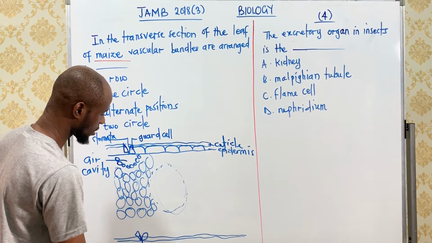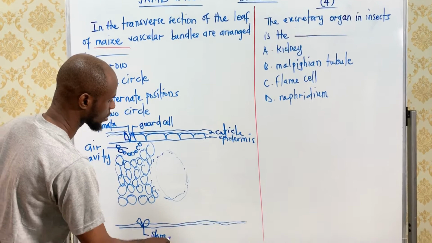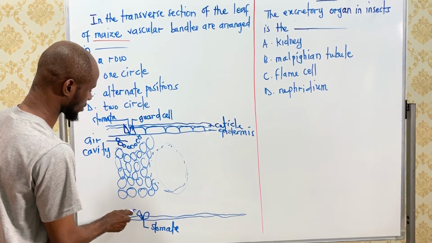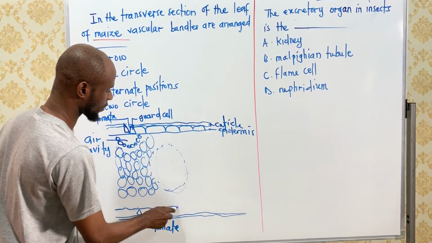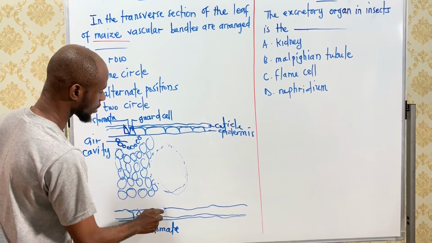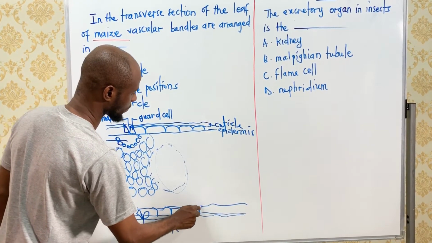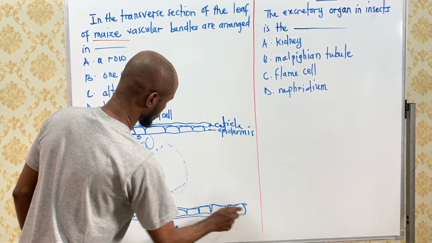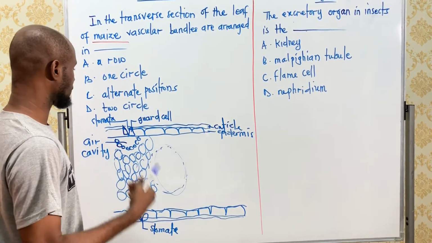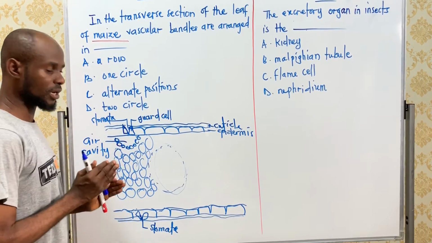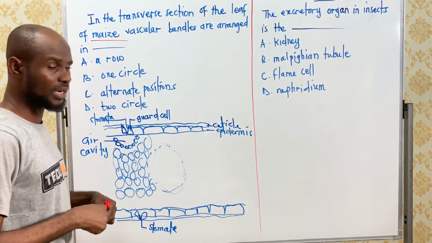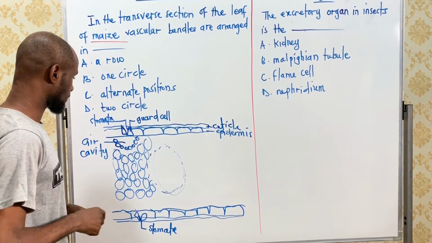So we say the stomata is controlled by the guard cell. The next thing is to draw the lower epidermis here. Now, the guard cells, as we know, are a specialized form of epidermal cells. They control the opening and closing of the stomata. Don't forget that the stomata is responsible for respiration and excretion in the plant.